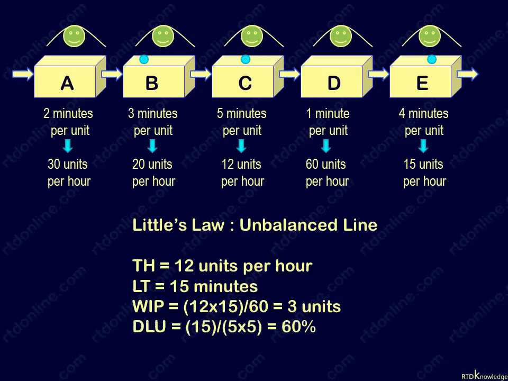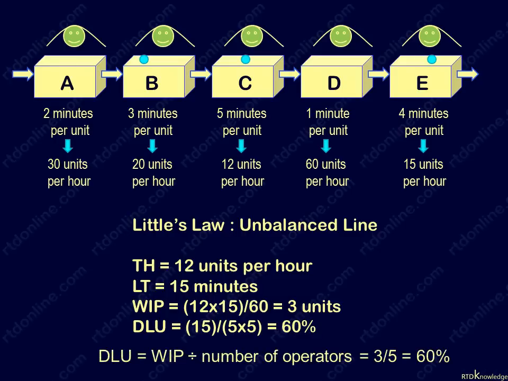Recall that the utilization of this process is 60%, which we derive by dividing the lead time by the product of the cycle time and number of operators. We can also come out with the same result if we divide the work in process by the number of operators. Some may find it easier to understand direct labor utilization this way. 5 people working on just 3 units makes it 60%.